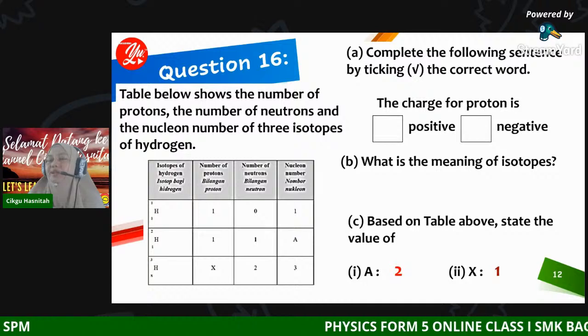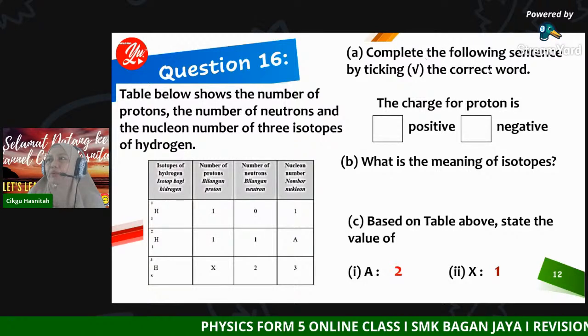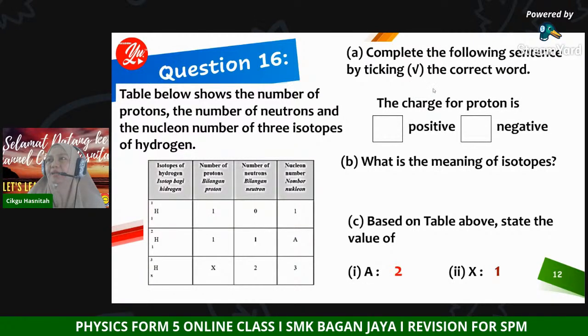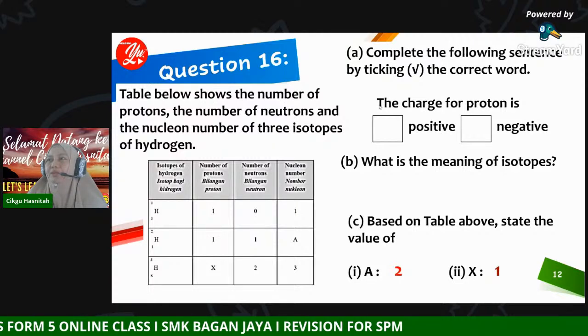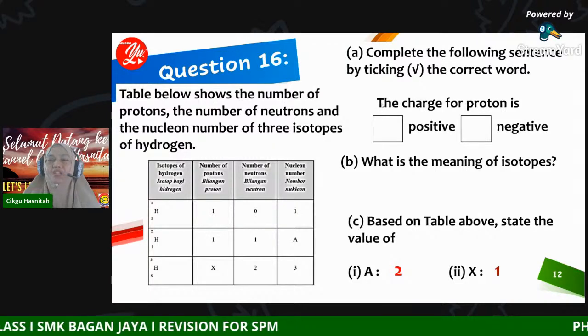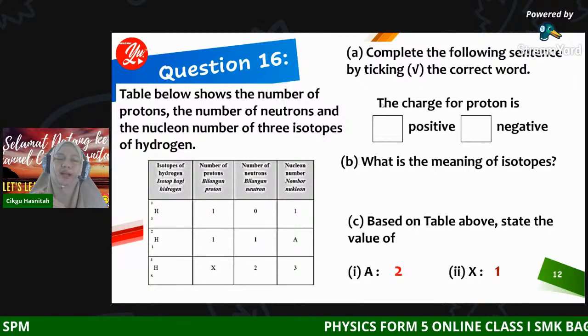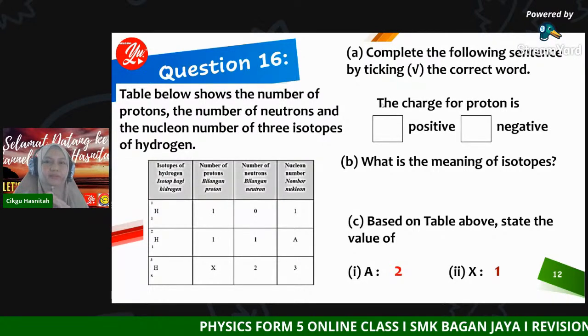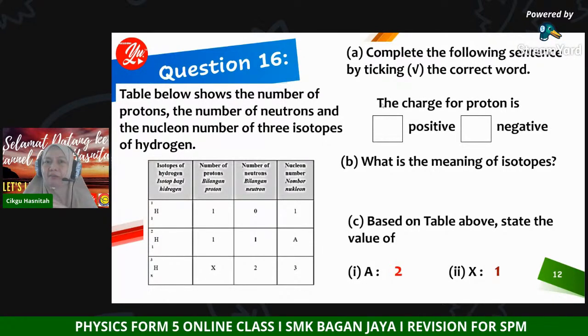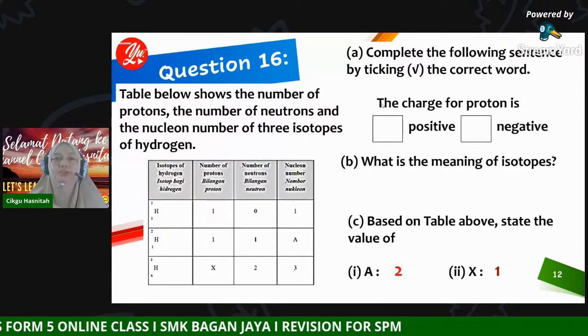Okay, so the question is, complete the following sentence by ticking the correct word. Okay, the first question, A. What is the charge for proton? This is a very basic question. Charge for proton, class, positive or negative? Positive or negative? Charge for proton.